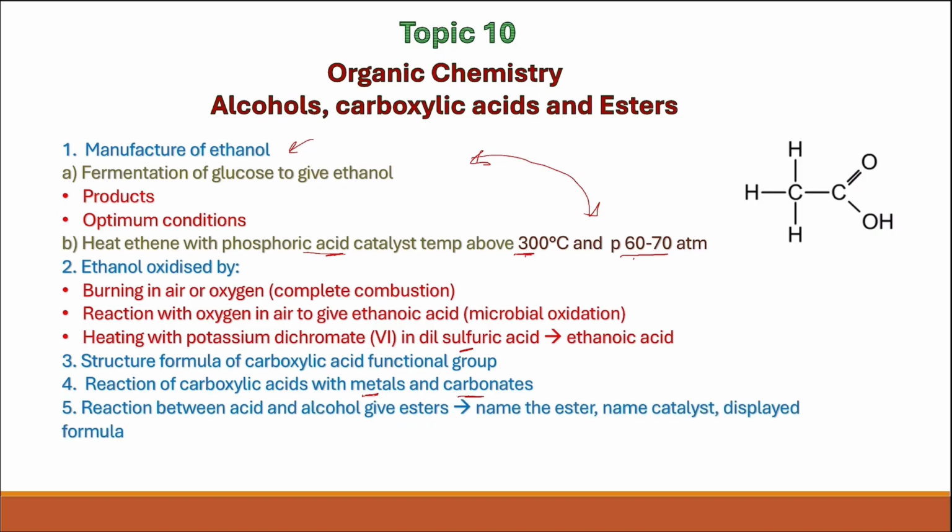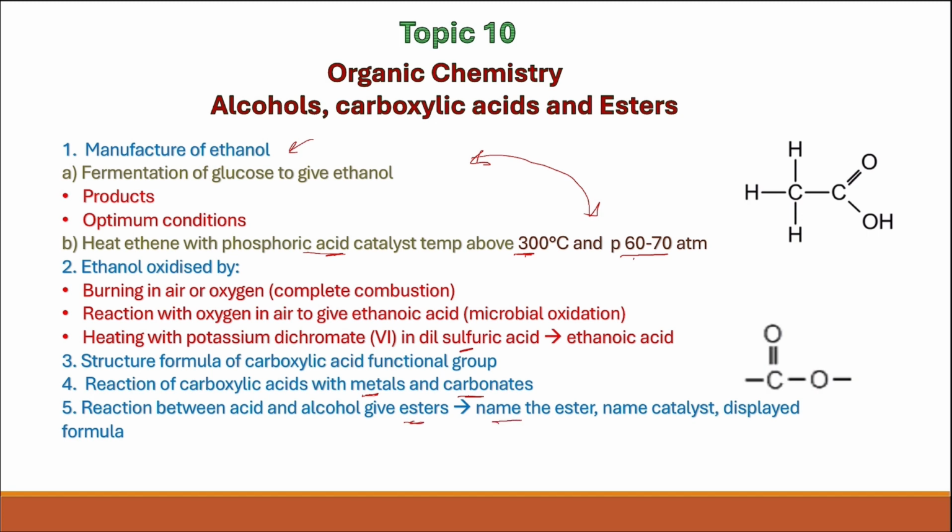The reactions between acids and alcohols to give the esters, these are almost in every single exam. So acids can react with alcohols to give the esters, and the condition here, or what you need to add, is a catalyst, and the catalyst here is an acid catalyst. So you need to add an acid as a catalyst for this reaction because they tend to ask you about naming the catalyst.